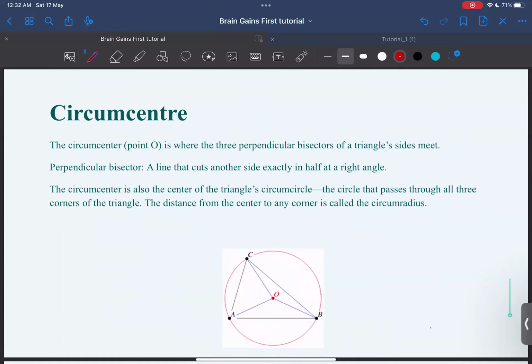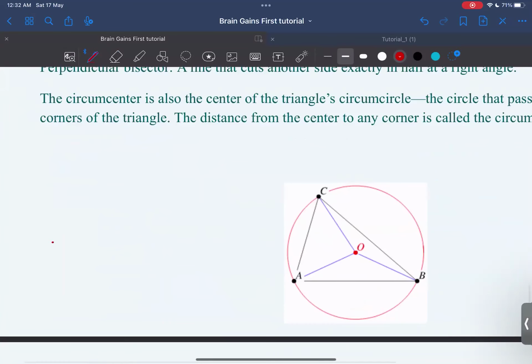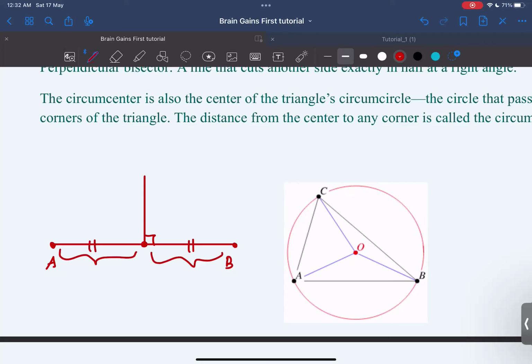Okay, cool. So now the circumcenter, like I said, what it was, and the perpendicular bisector is basically a line that cuts another exactly in half at a right angle, right? So if we're talking about a perpendicular bisector of a line, say AB, this would be considered a perpendicular bisector. The first condition is that it is at right angles with our line. The second condition is that it actually cuts our line perfectly in half. So this length here would be equal to this length here. That's what the perpendicular bisector is.